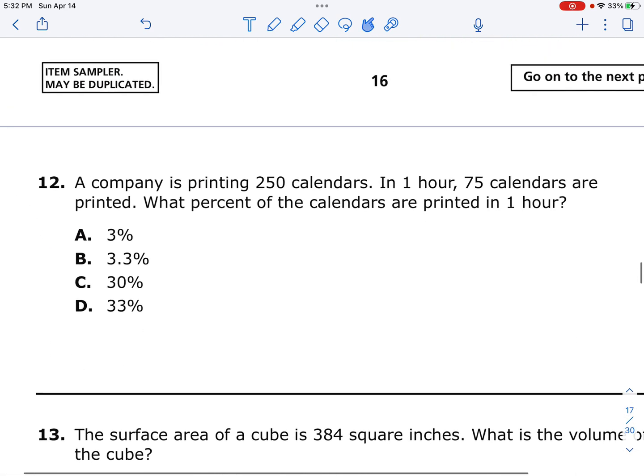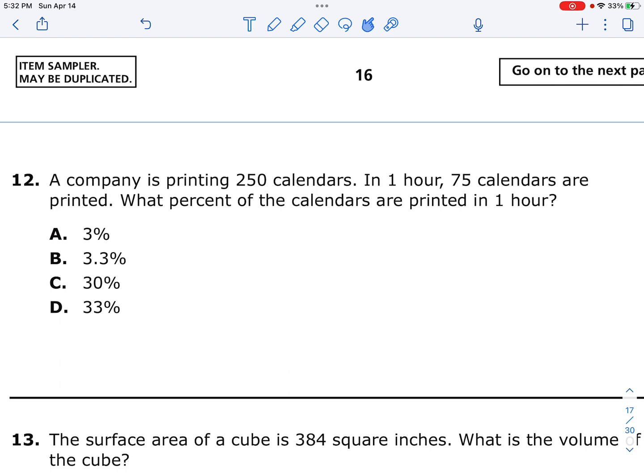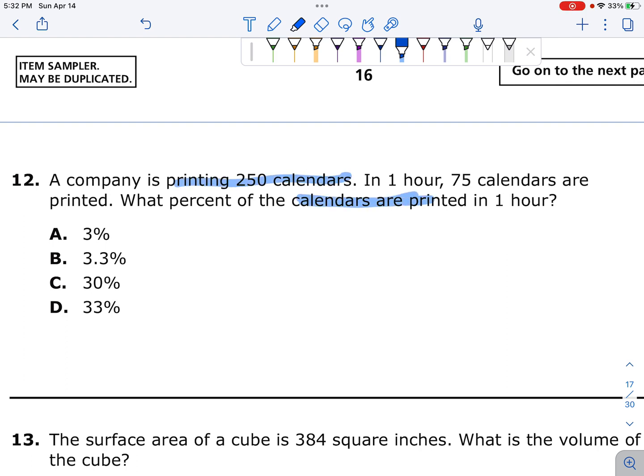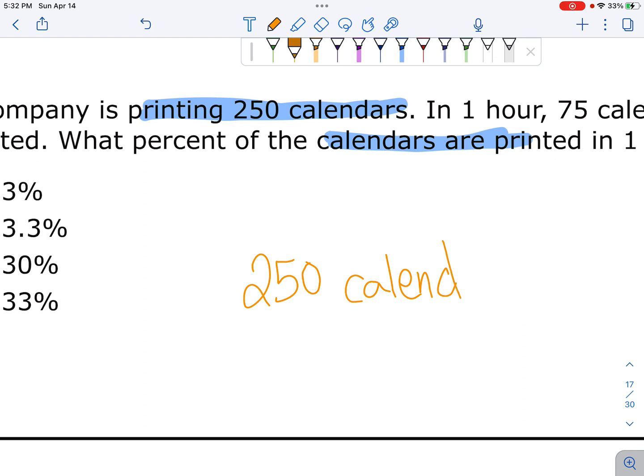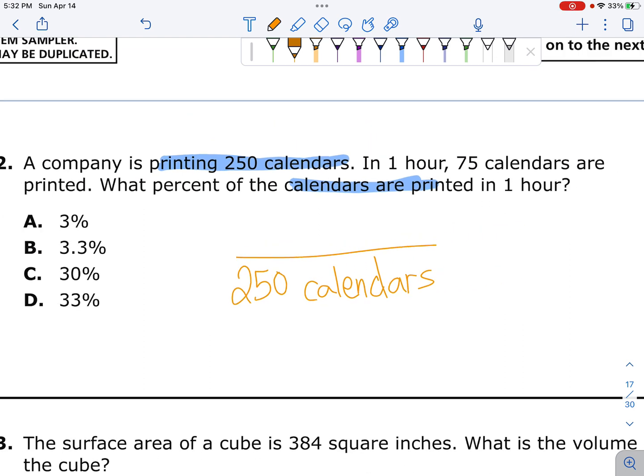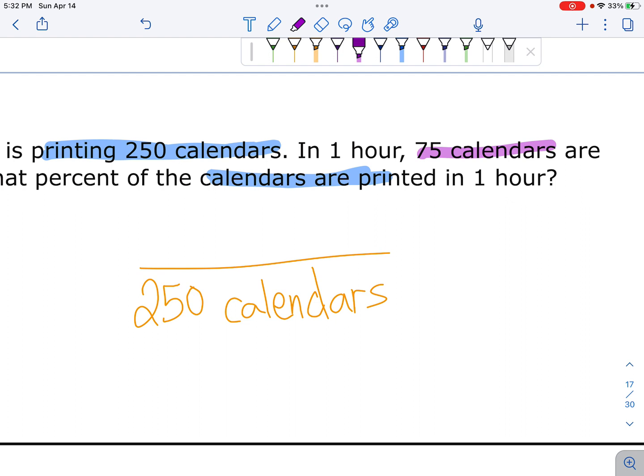Number 12. A company is printing 250 calendars. In 1 hour, 75 calendars are printed. What percent of the calendars are printed in 1 hour? So we need to know how many calendars are getting printed. And that says 250. When they're done, they will have a whole group of 250 calendars. After an hour, though, they only have 75. 75 are printed. So we need to make that be a percent.